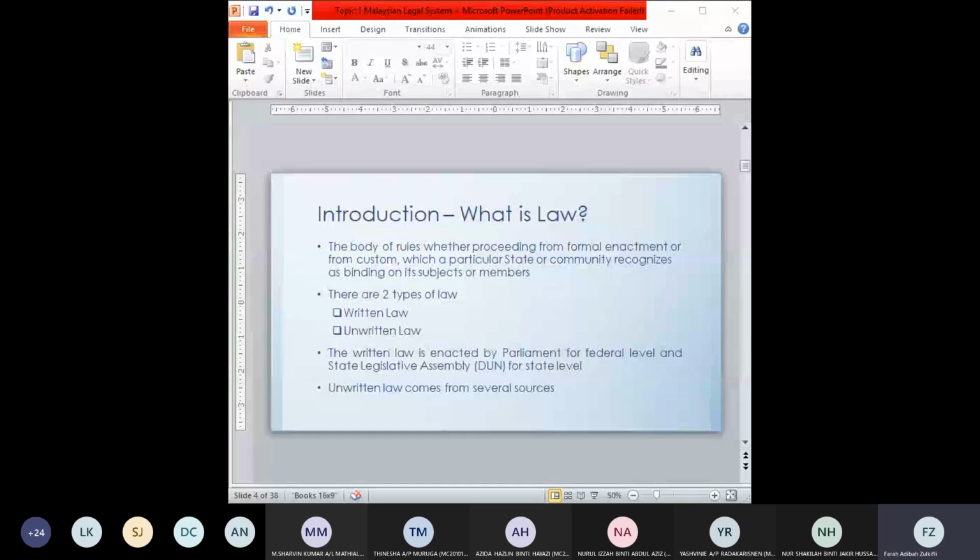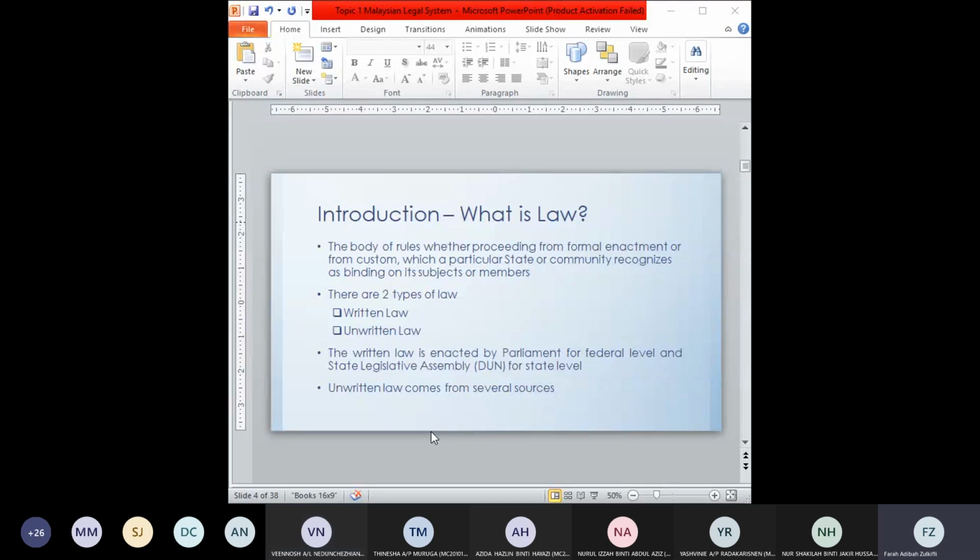Yes, Miss. Okay. So what are the differences between written law and unwritten law? Okay, written laws are laws which have been enacted in the constitution or in legislation. Unwritten laws are those which are not contained in any statutes and can be found in case decisions.